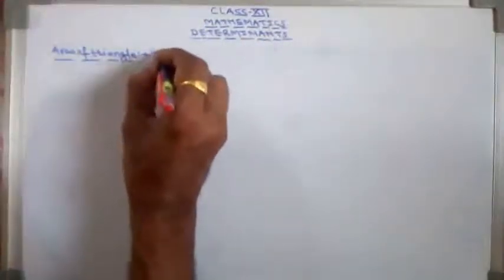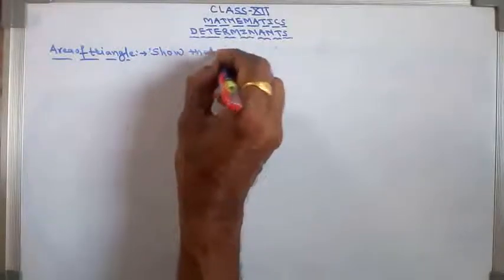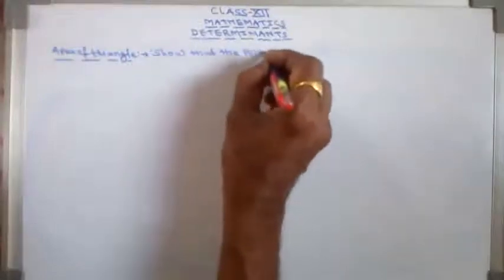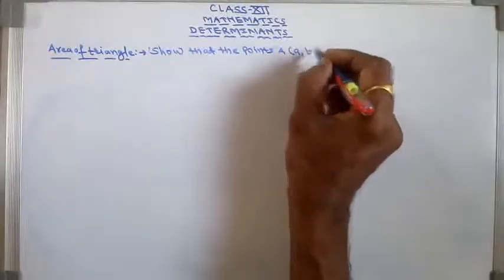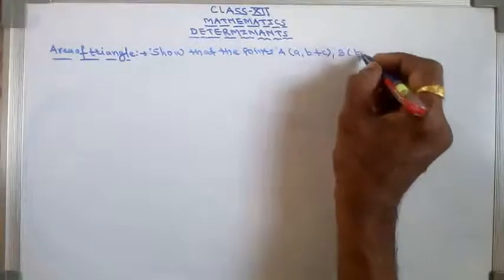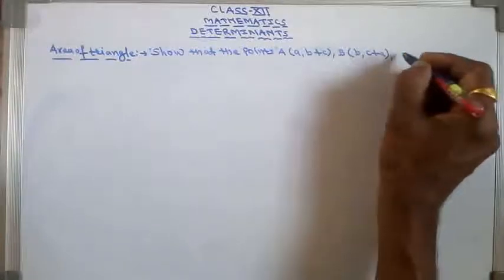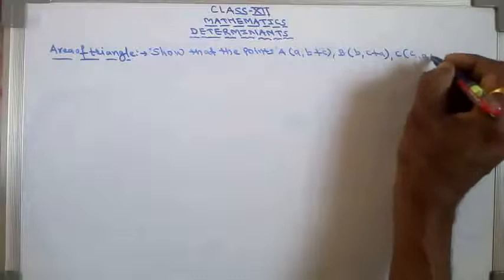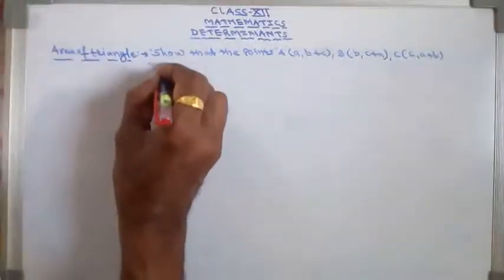Now take another example. Show that the points A (a, b plus c), B (b, c plus a), and C (c, a plus b) are collinear.